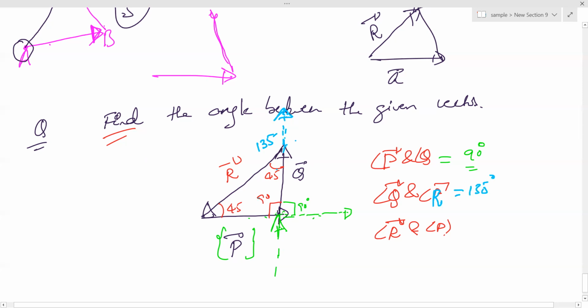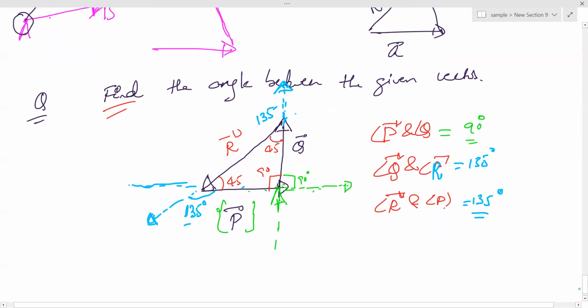Now R and P means again you have to shift. We can shift like this, this way also you can shift, or otherwise this one also we can shift like this. Don't worry about it. So if this is shifted, this will become what? 180 minus 45. I hope you understood how to solve.